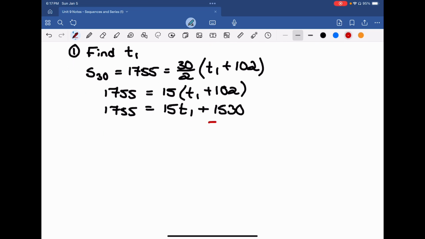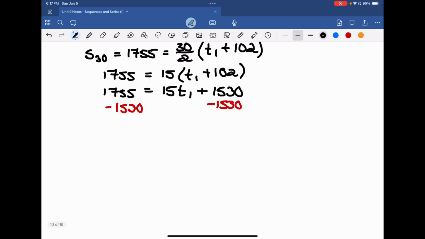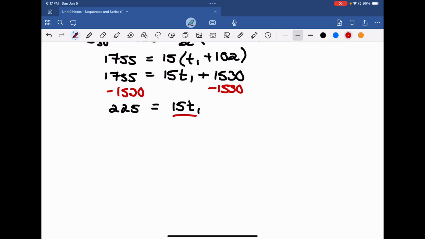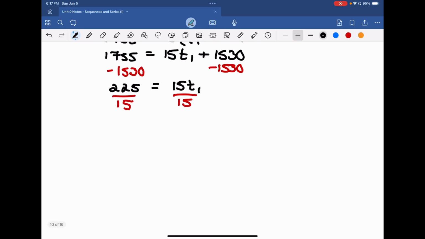Now what I'm going to do is subtract both sides by 1530. So 1530, 1530. This ends up giving me 225 on my left, which is equal to 15T1. And now in order to figure out the first term, let's just divide both sides by 15. Therefore, we get that the first term in this given series is going to be 15. Nice. Okay, pretty good number here.